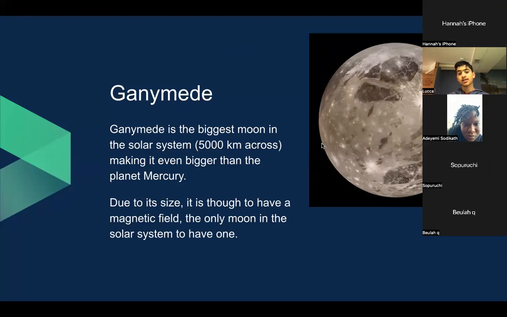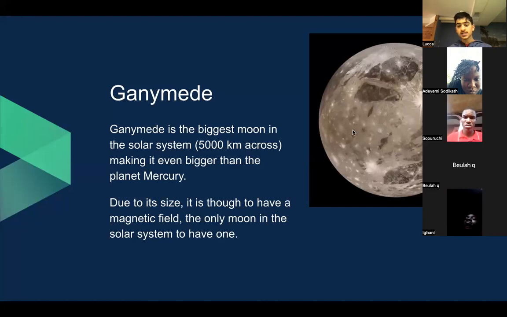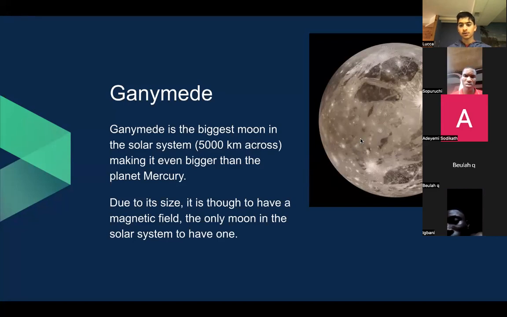Ganymede is the largest moon, 5,000 kilometers across, even bigger than the planet Mercury that we learned about last week in our planet course. Due to its size, it's the only known moon that could have a magnetic field, which acts like a big magnet that filters out radiation and ionized particles and protects the moon from Jupiter and the sun.